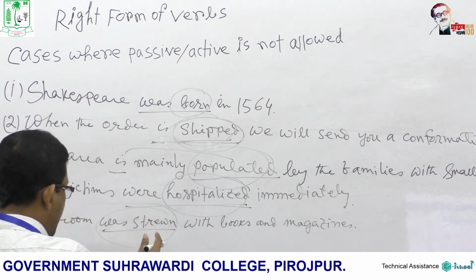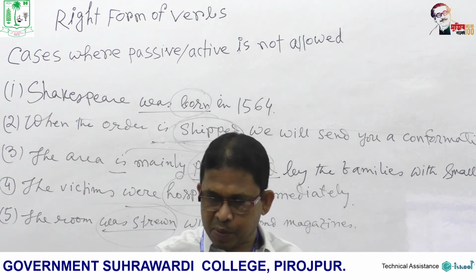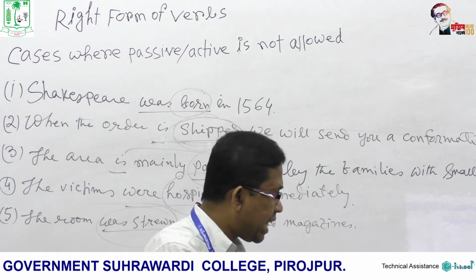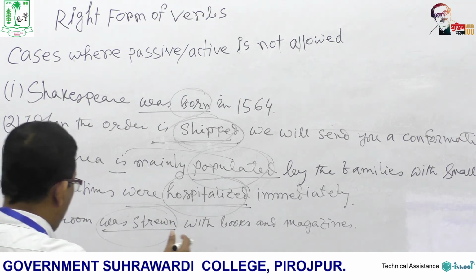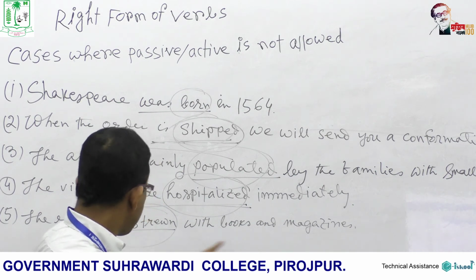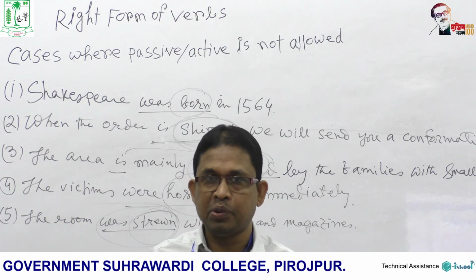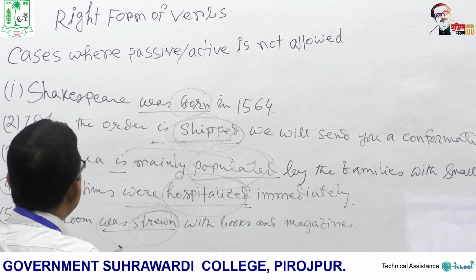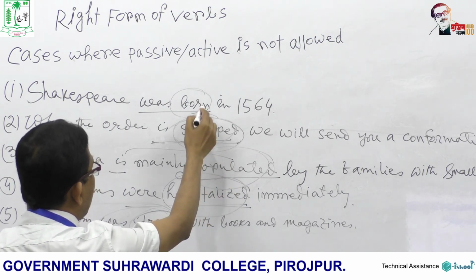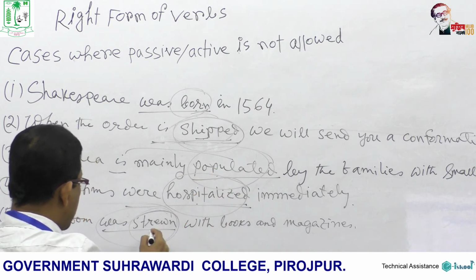Was strewn. Strewn means spread or scattered something untidily over an area or over a surface. This is called strewn. The room was strewn with books and magazines. So, strewn here is the past participle form of strew. So, we are getting these verbs here: bear, ship, populate, hospitalize, and strew.